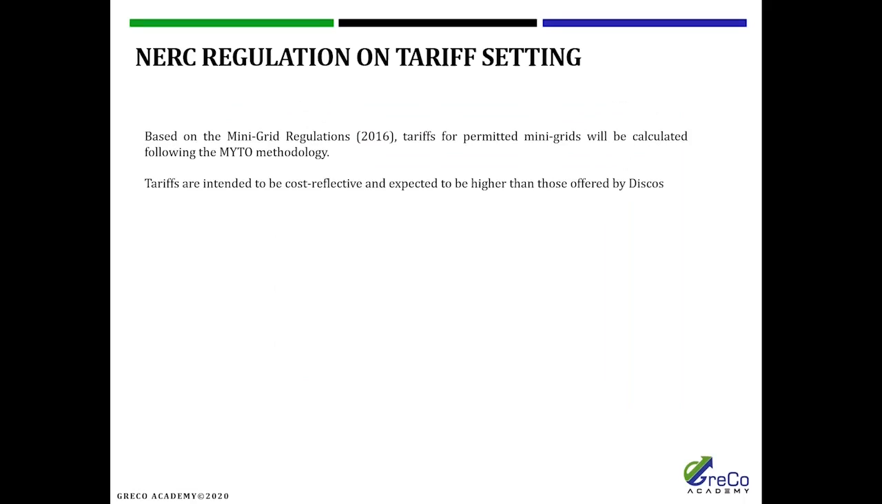Now, the next slide, we are looking at the next regulation, tariff setting. If you remember, I said one of the functions of NERC has to do with tariff setting, which actually is based on the mini grid regulation of 2016. This tariff allows the mini grid developer to set his tariff using the MYTO 2 methodology.